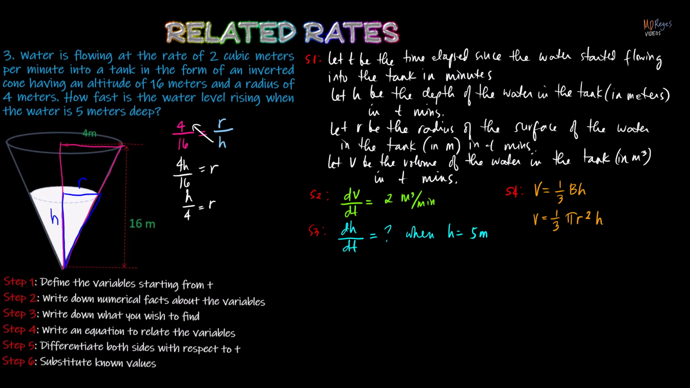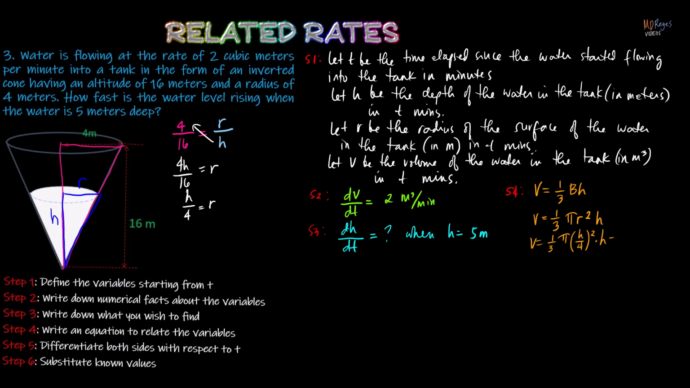So we can substitute h over 4 for r in our equation. Going back to step 4, V is equal to 1/3 pi, where r is h over 4 squared, times h.